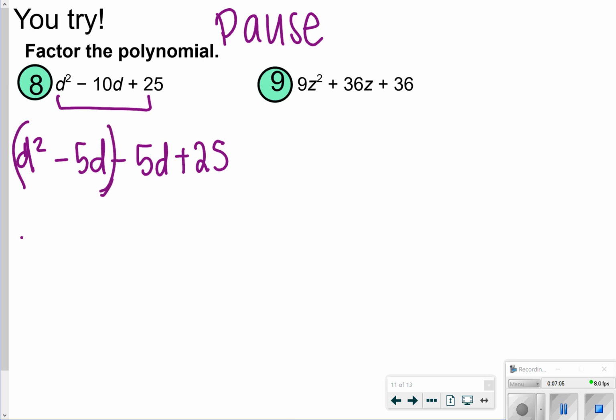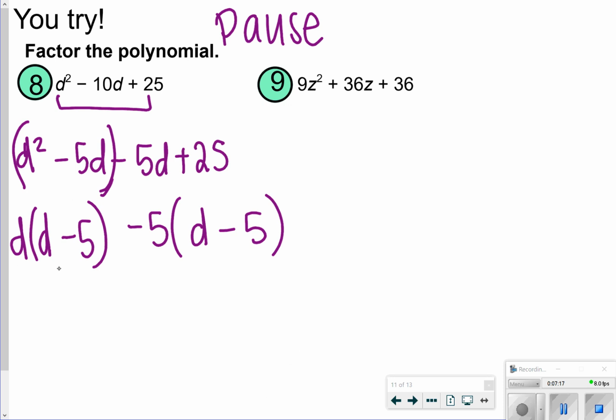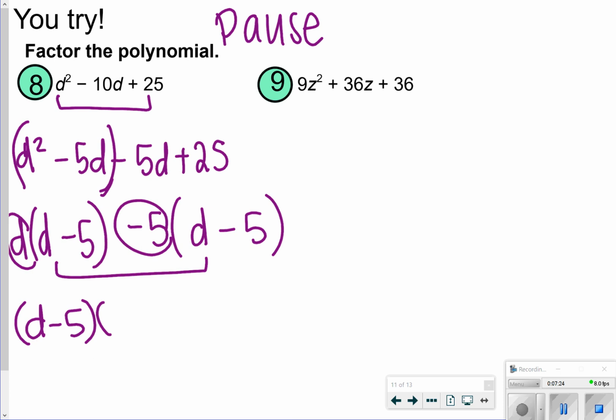The first one I'm going to factor out d, so I'll have d minus 5. And then the second one I'm going to factor out negative 5. So that means I would have d minus 5 again. My two matching binomials are d minus 5s. And then my two leftovers are also d minus 5. So my answer is d minus 5 squared.